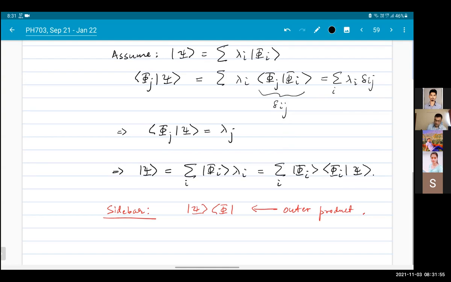In terms of ordinary real vectors, let's say you have two states, I'll use A and B. Then in terms of vectors, what does this correspond to? This corresponds to A dot B. But to write this properly, what I need to do is take A transpose and then multiply that by B.